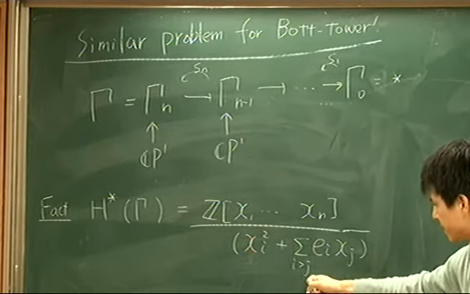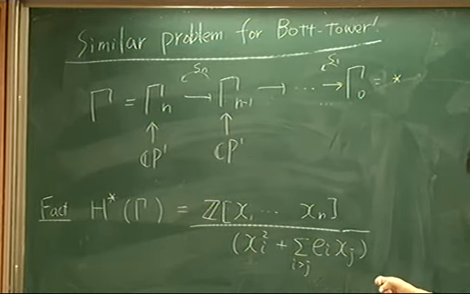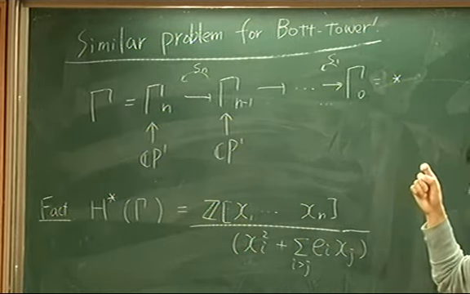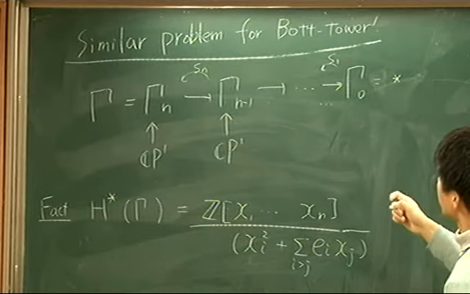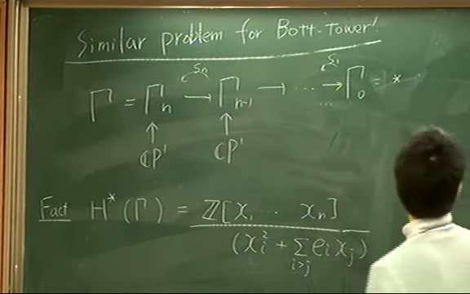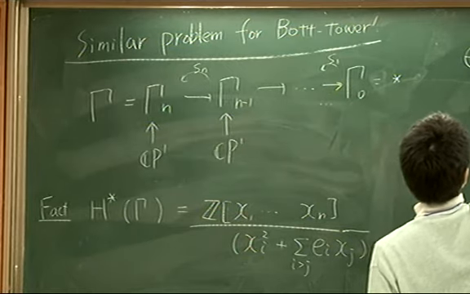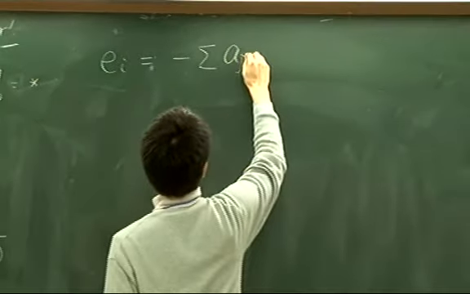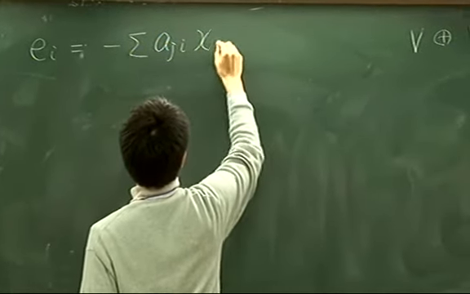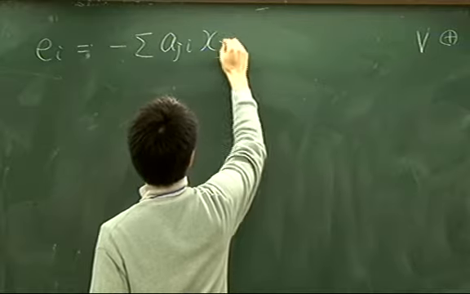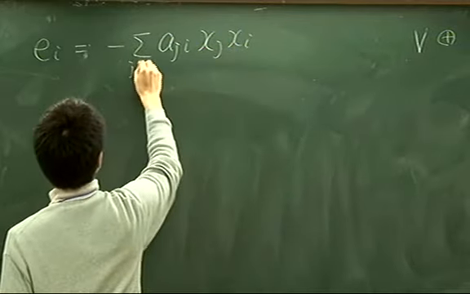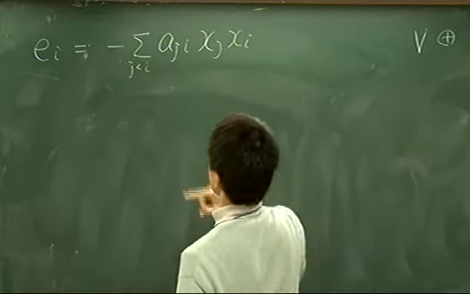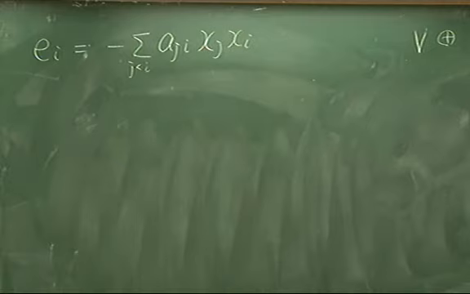Here the relation is linear in xj for j less than i. Yes, this is the Euler class for each stage. So E_i can be written as minus a_ji x_j x_i, or some linear combination, with some matrix a_ji.